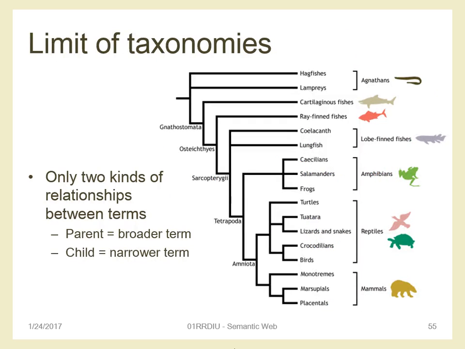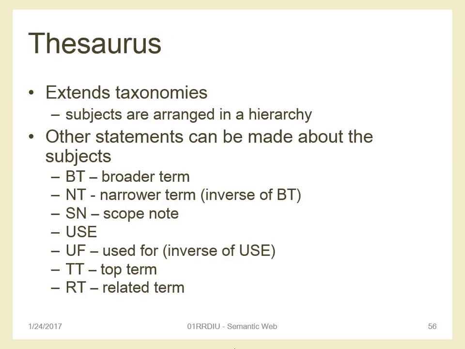And the problem of the taxonomy is that they can express more than controlled vocabularies, but they are limited to only one kind of relationship between the nodes: the parent, broader term, something more general, or child, which is something more specific or narrower. This is again an example taken from Linnaeus' work.